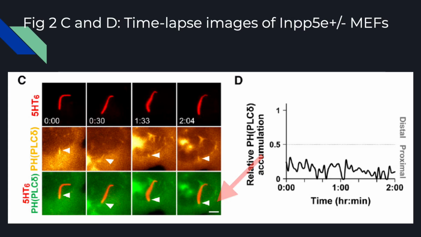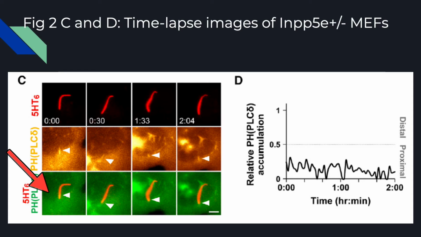PI45P2 was confined within the proximal half of the cilia in quiescence in INPP5E non-mutant mice embryo fibroblasts, and 10% of fetal bovine serum led to PI45P2 accumulating in the distal half of INPP5E non-mutated cilia, like what happens in cilia excision.